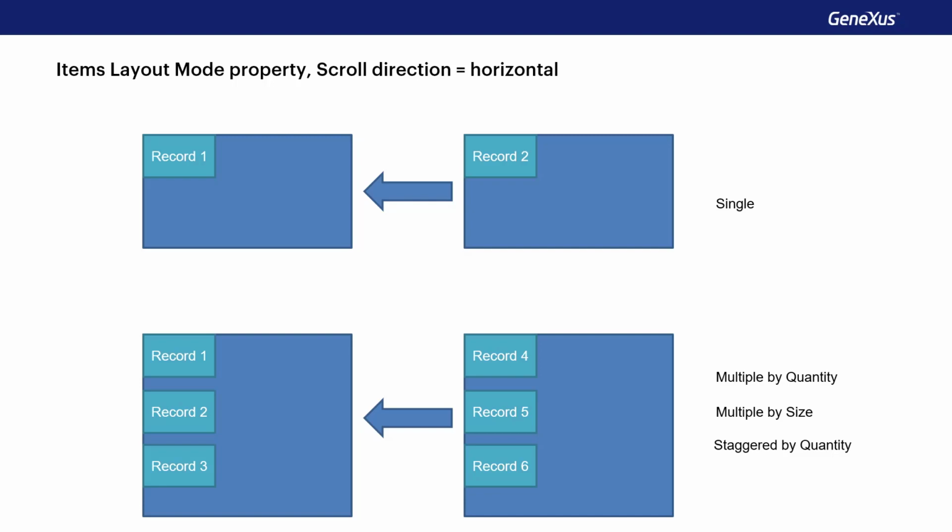The number of records per column displayed downwards can be defined as a fixed value, or, depending on the height, minimum, and maximum that we want to give to each item. If we define to do it with a fixed value, we can see it staggered or not, depending on whether we choose staggered by quantity or multiple by quantity, respectively.